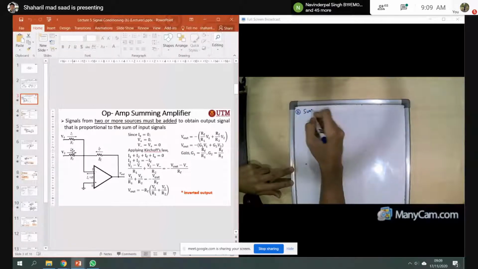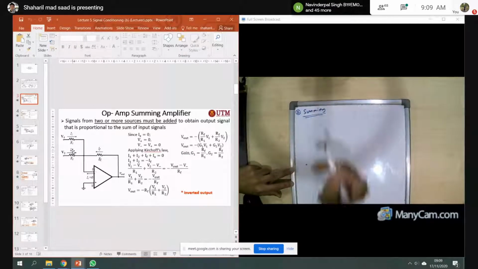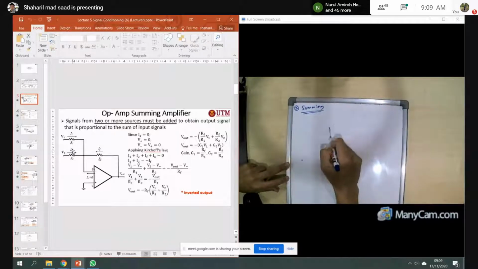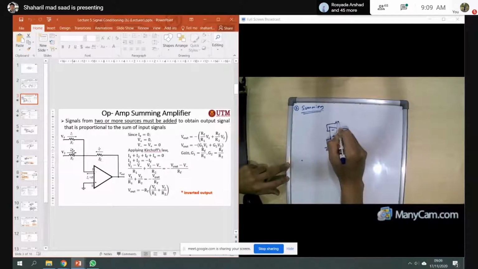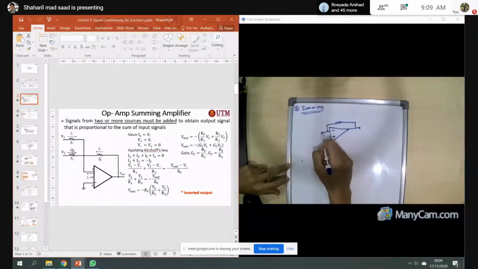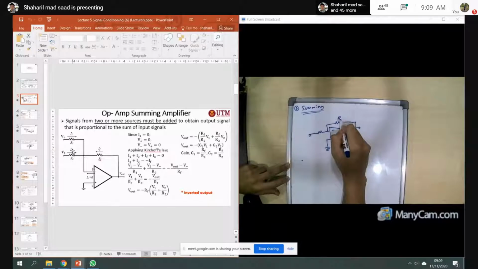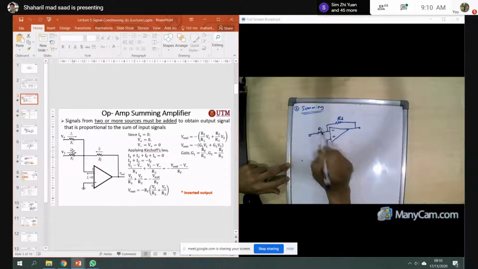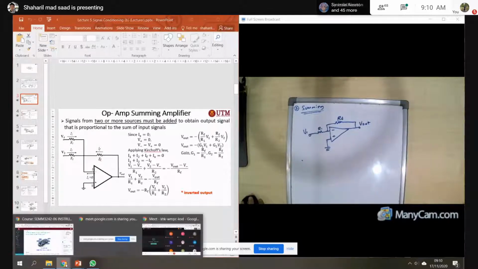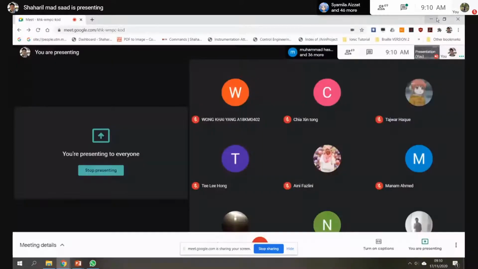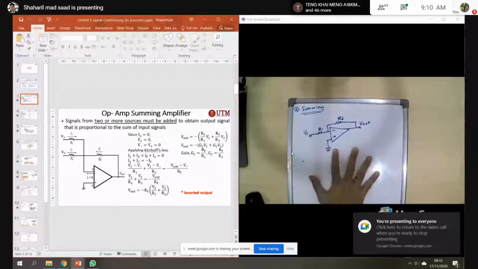Summing amplifier. Okay, the summing amplifier is made from the inverting amplifier. So you just draw the inverting amplifier first. Then this is the input. Let's say this is RF, this one is R1, this one is V1, and this one is the V out. Right, this is the inverting amplifier.